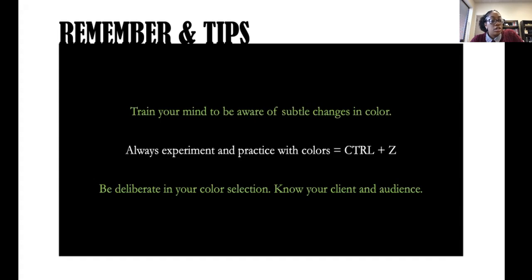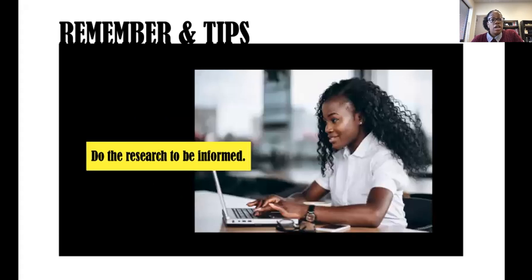Then be deliberate in your color selection, and know your client and know your audience. So ask them what kind of colors they want in their product, marketing materials, promotional materials, advertising, creating a logo, whatever they want. Ask them, and then you give your professional advice. But also do your research. See what the company is, see what kind of colors they have, see if they already have a set of colors, because that makes it easier for you to make their marketing and promotional materials as well.